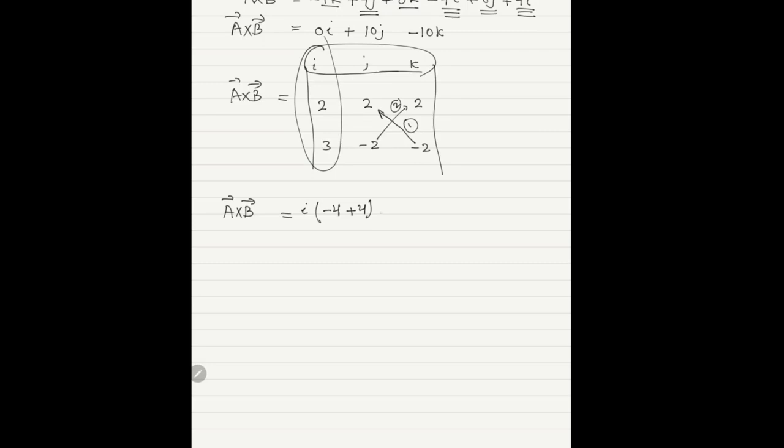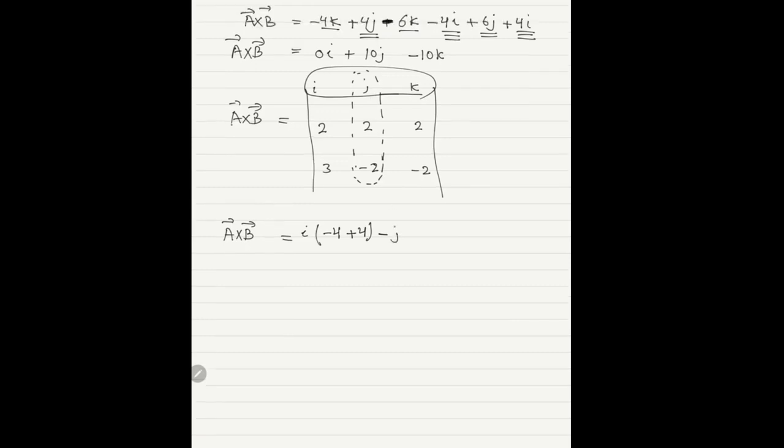Okay, now as per the determinant rule, the second term has to be negative. Again, cover this row and cover this column. The common component here is J, so it will be J here. Again, same rule: you multiply lower right with upper left, and lower left with upper right. This is 1 and this is 2. Minus 4 minus 6.